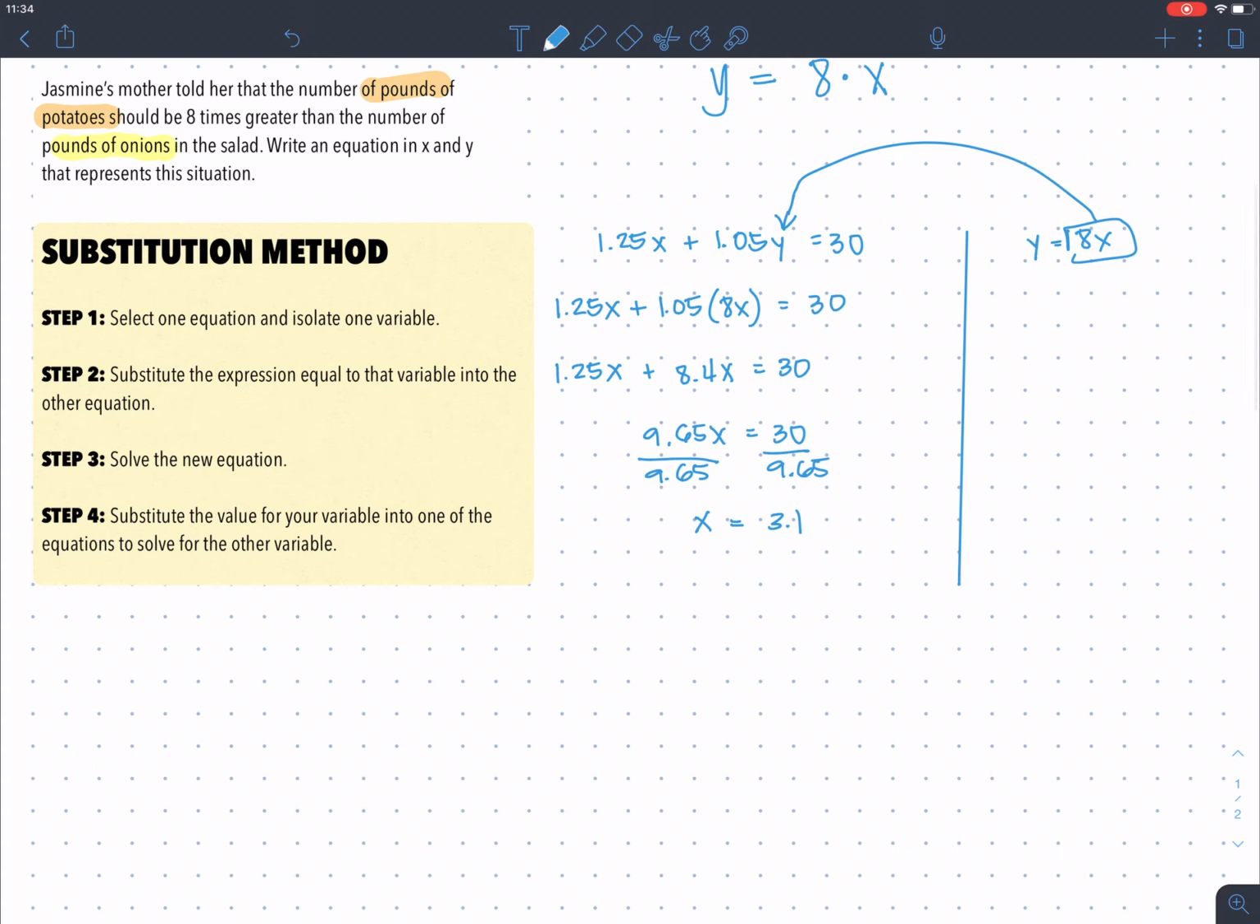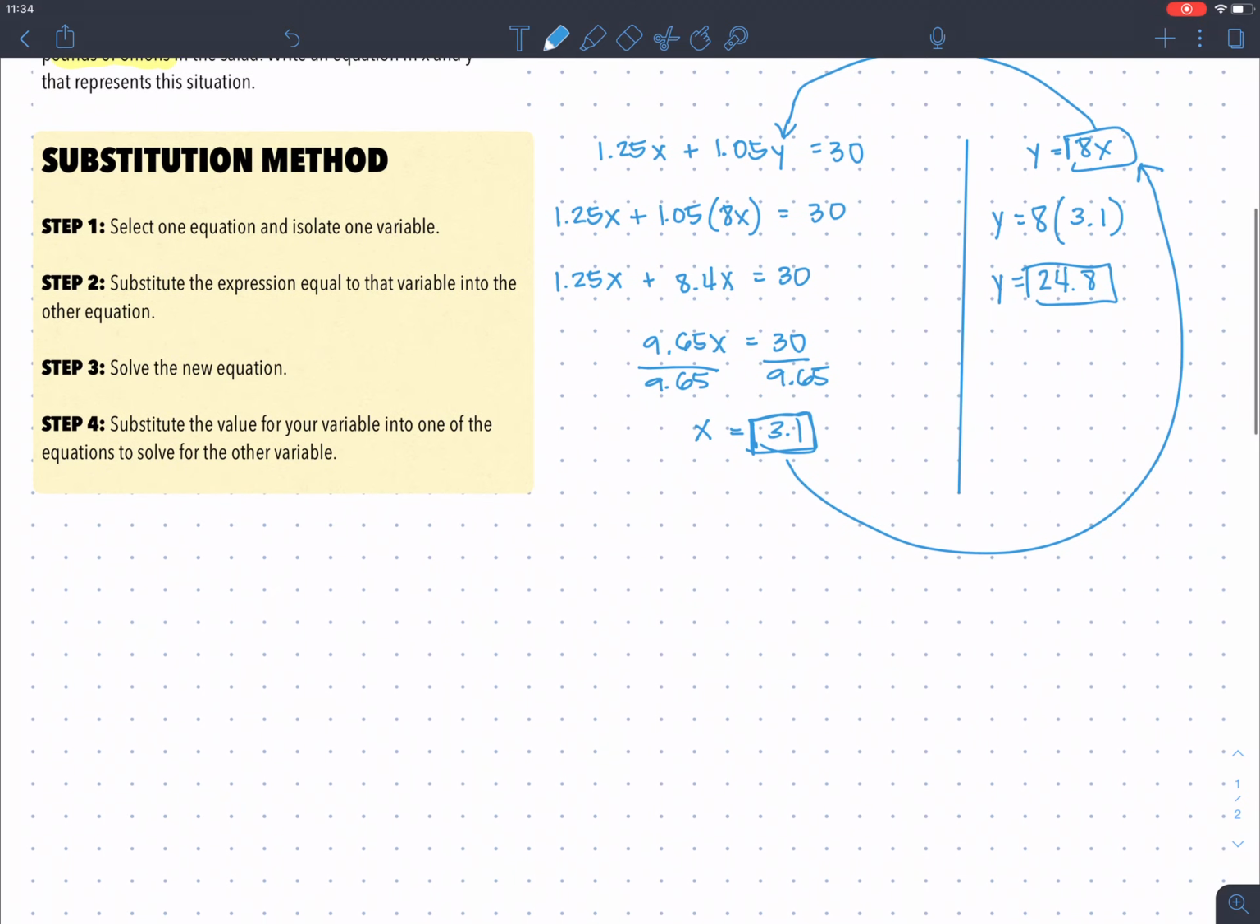So now I'm at step 4. I need to substitute the value of this variable for x back into one of my other equations, either this one or this one, so that we can find y. I'm going to substitute this variable for x back into this equation here, so I can find y. So y equals 8, and instead of x, I'm going to put what I found x to be, 3.1. So then after I multiply, y equals 24.8. And now I have a solution to my system.